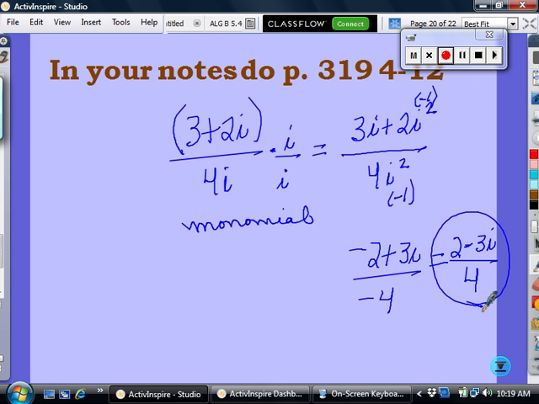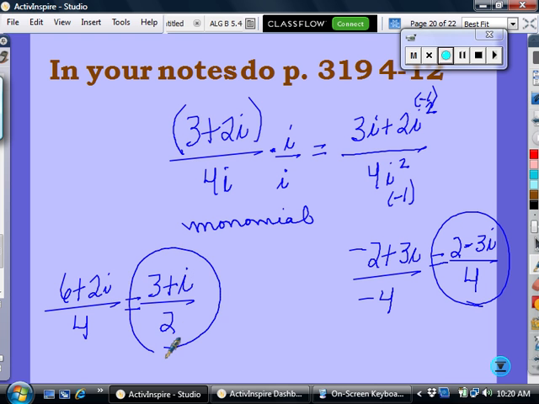Now, by the way, if this number and this number and this number are all reducible, let's say for example, I end up with an answer where everything's even, I can reduce it. What would that reduce to? Yeah, it would.